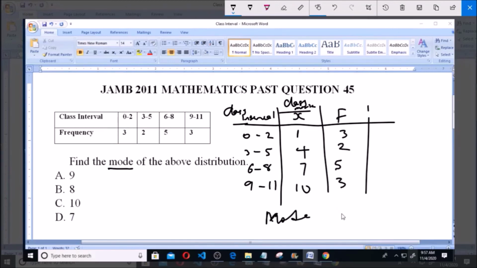Now mode simply means the class mark with the highest occurrence. And from the frequency, we can see that the class mark with the highest occurrence is the one having the frequency of 5, which is class mark 7. So therefore the answer to this question is option D, 7. The mode of the distribution is 7.